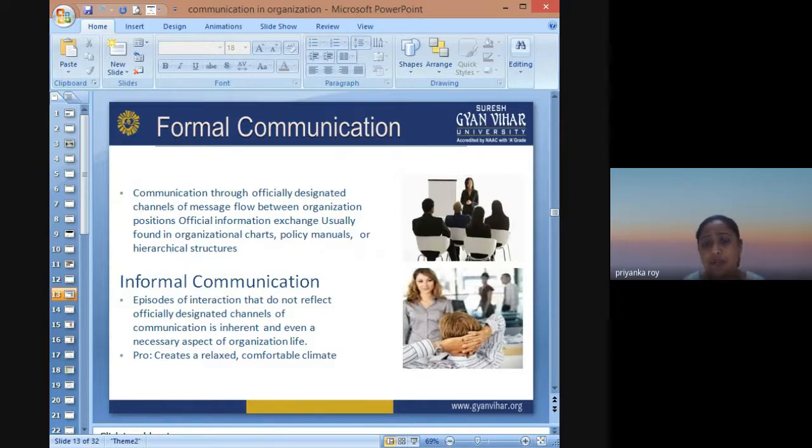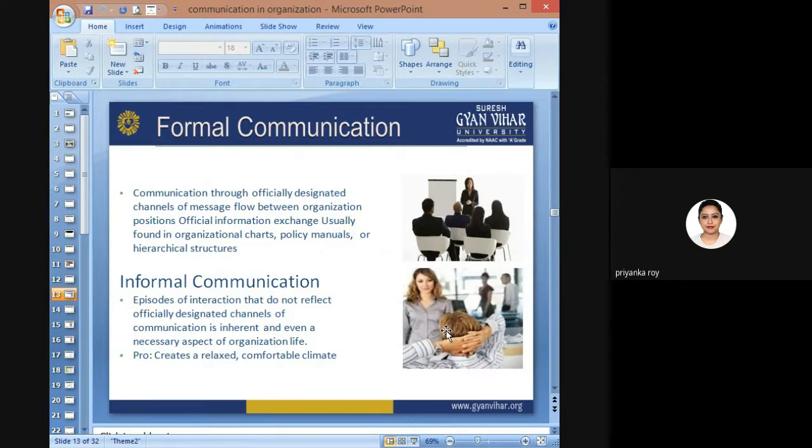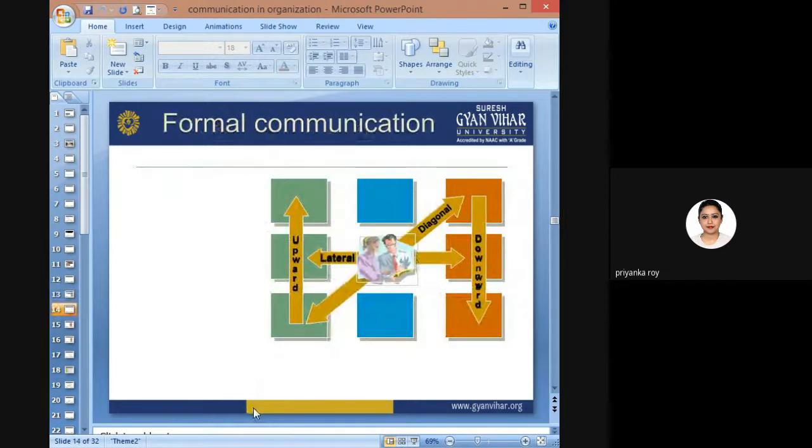So for formal communication, if you see in the image, a person is trying to present. On a podium, the person is standing and representing whatever information that person has to give to his top management and colleague members of that organization. Similarly, informal communication is like when you are talking with your friends and colleagues in the organization. The benefit of this is that it creates a relaxed and comfortable climate in the work scenario. It also helps you relax under high pressure work or stress.